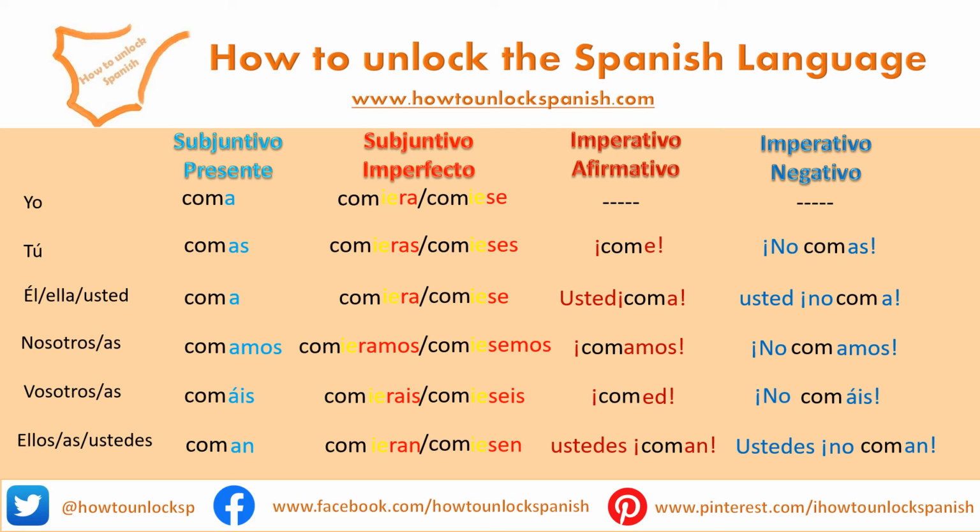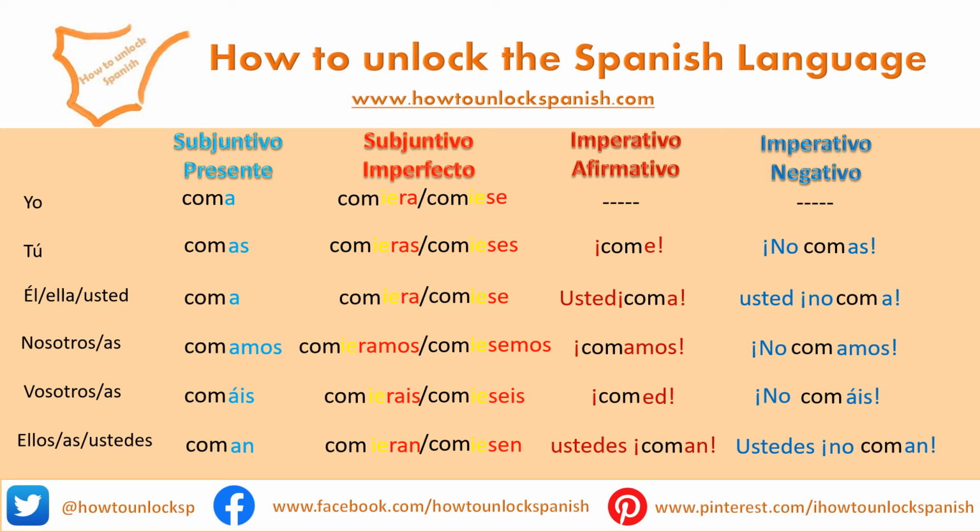Now we are going to talk about another mood, which is imperativo. Imperativo is used to give commands, orders, or recommendations. So we don't have any command to give our own selves. So we start with tú. With tú, we are going to use the tú of the presente, comes, and then we take away the s. So it would be come.